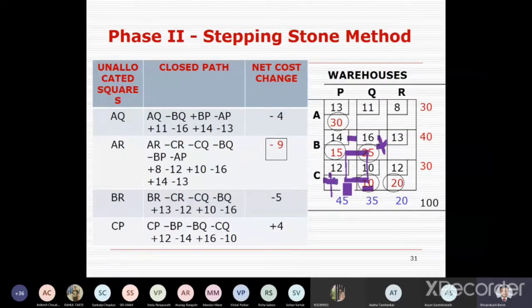It indicates that if I am shifting units to this CP, it will not improve the solution and the transportation cost will not reduce. So once I got these net costs by this method, we have to check which is the most negative value, and the most negative value is minus 9. So this table of net cost figures indicates that if I am shifting some units to this AR, it will reduce the total transportation cost.